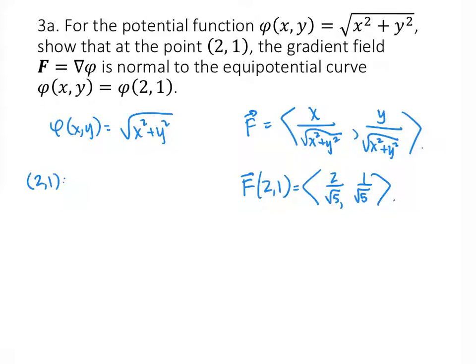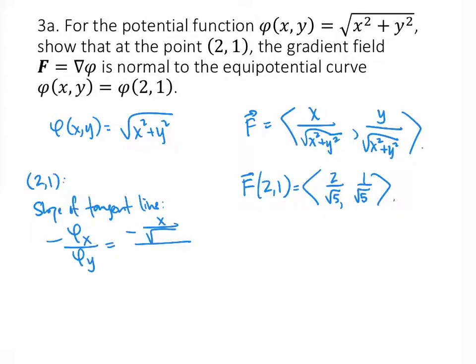Well, remember that we can figure out the slope of the tangent line to that curve at that point by taking minus the x partial of phi divided by the y partial of phi. Now we already know the x and y partials of this function, so this is going to be minus x over the square root of x squared plus y squared, over y over the square root of x squared plus y squared. Simplifying that, we just get minus x over y. And at (2, 1), this slope is negative 2. Negative 2 over 1, which is negative 2.